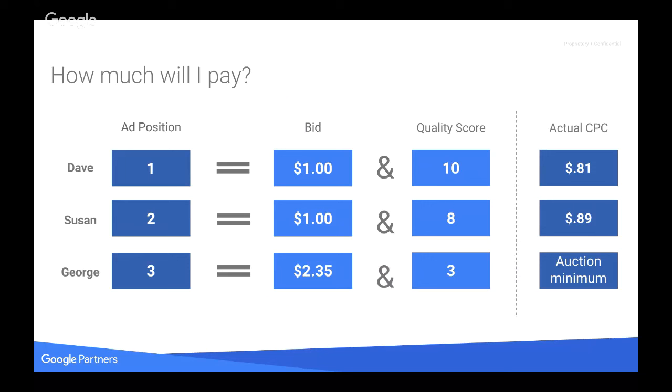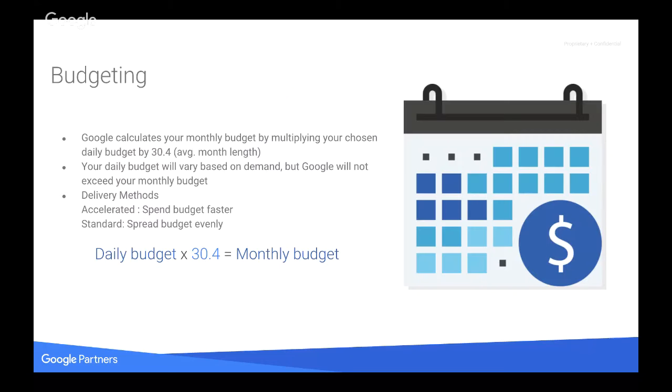So as you can see, your quality score is a huge factor of how much you end up paying on AdWords, which is why it's quite important to make sure you optimize your landing page, your ads, and your keywords to maximize this. Now we know how much you pay per auction, but how do you budget yourself on AdWords?